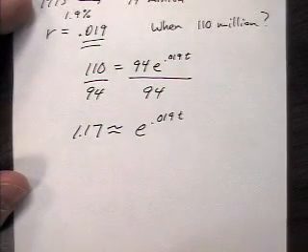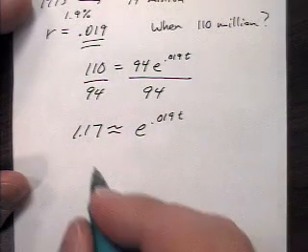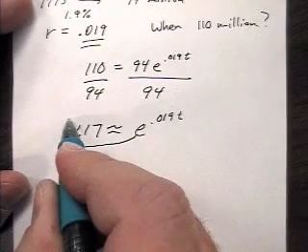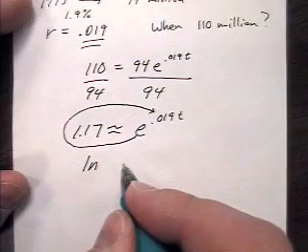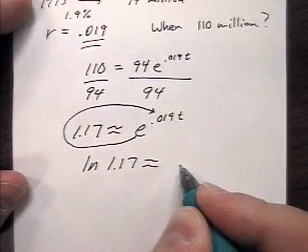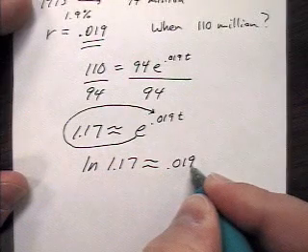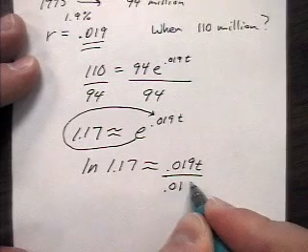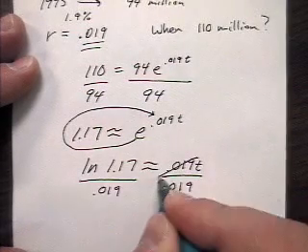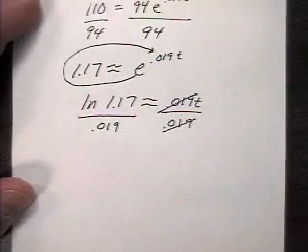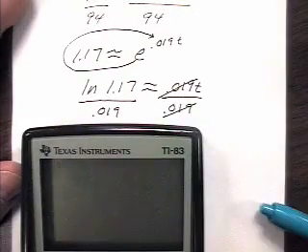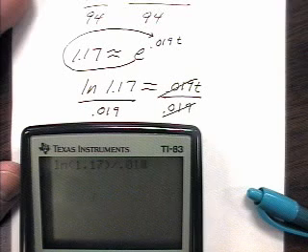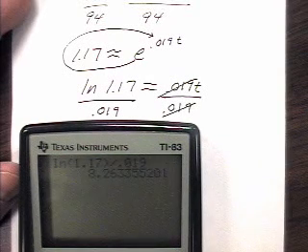Okay, time to change it into its log form. What's the base? That's right, e. So we use the natural log of 1.17, which is approximately equal to 0.019t. Last but not least, divide by 0.019 and we are done with this question, save for a little bit of typing. Natural log of 1.17 in parentheses, divided by 0.019. 8.26 years.